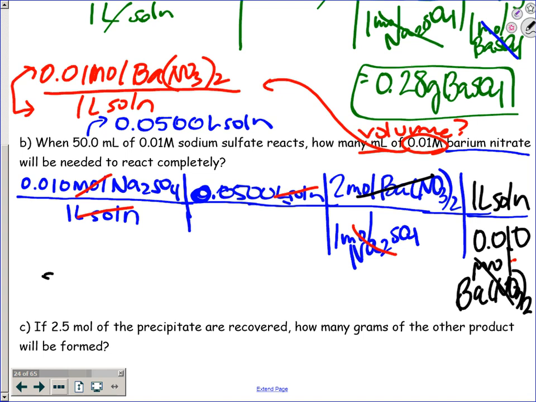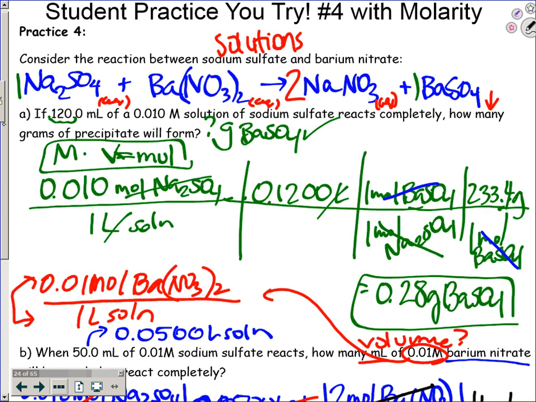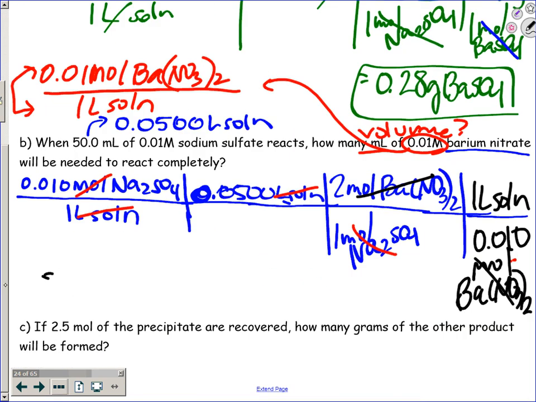So what's 0.005 times 2? It's 0.01. So is it 10? No. It's 0.001? You have 2 moles of barium nitrate. Are you sure it's 2? No, it's not. Thank you. I was scrolling up and down. This is 1 mole of barium nitrate. Okay, so the answer is 0.05 liters.